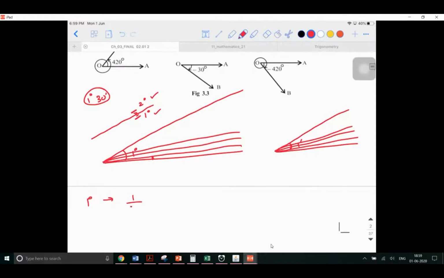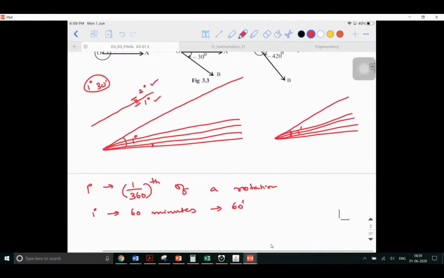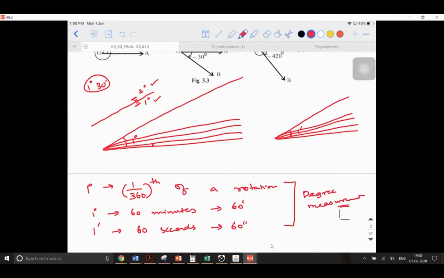1 degree is nothing but 1 by 360th of a rotation or revolution. Then 1 degree is further subdivided into how many minutes? 1 degree is divided into 60 minutes, and you write it as 60 with a dash on top of it. And 1 minute is divided into 60 seconds, and the symbol used for a second is 60 with a double dash. So you read it as 60 seconds. Is it clear till this step? And this kind of measurement is what is called degree measurement. Am I clear with this?